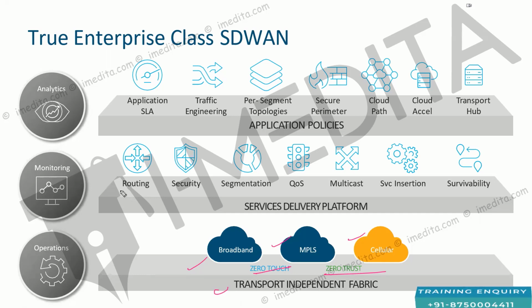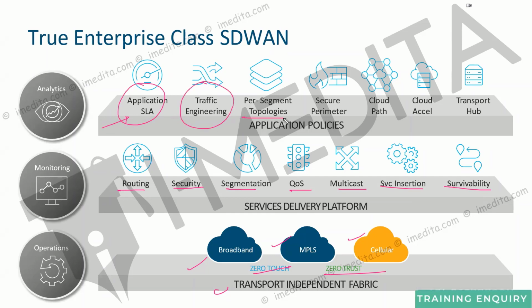We can run different services such as routing, security, segmentation, quality of service, multicast, service insertion, survivability. Different applications we can run. For example, we can steer our application traffic based on SLA, traffic engineering, segment topology. Different applications we can run to accommodate different facilities.